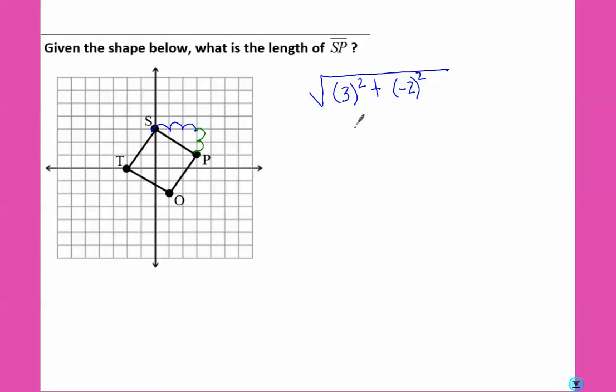It doesn't really matter, because when we square it, -2 squared and +2 squared come out to the same number. So we'd have the square root of 9 plus 4. So the length equals the square root of 13. Again, it's prime, so we can't simplify it.